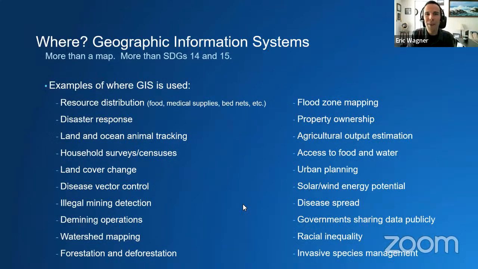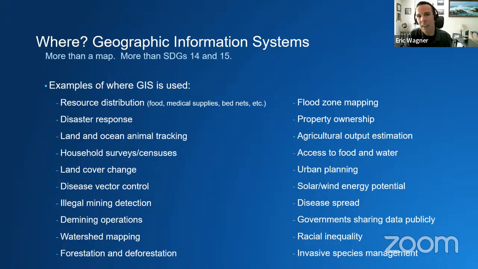So one thing I definitely want to mention, of course, is GIS is more than just a map, and it's also more than just SDGs 14 and 15, as I'm going to talk about here in just a little bit. Here there's a whole list of different applications of it. Stella mentioned a couple at the end, and so regardless of which SDG is of most particular interest to you, there's plenty of different ways that we can see GIS playing a role.